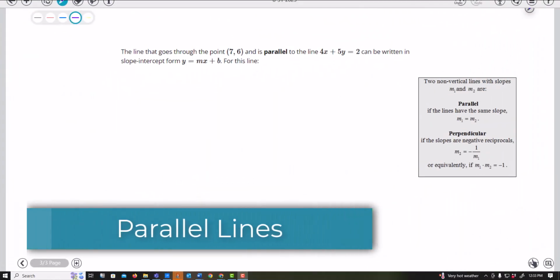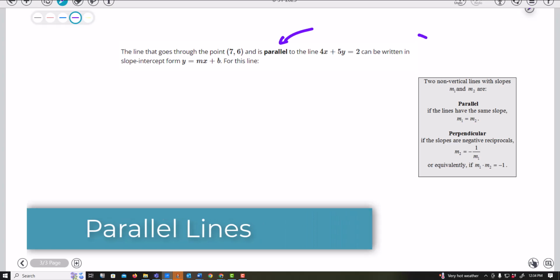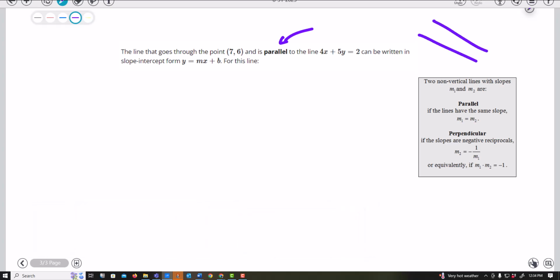Now let's look at a line that's parallel. When you have parallel lines, they'll have the same slope. So the first thing we need to do in this equation that we're given is put it in the y equals mx plus b form, because that way I'll know what the slope is. In other words, I need to solve for y.